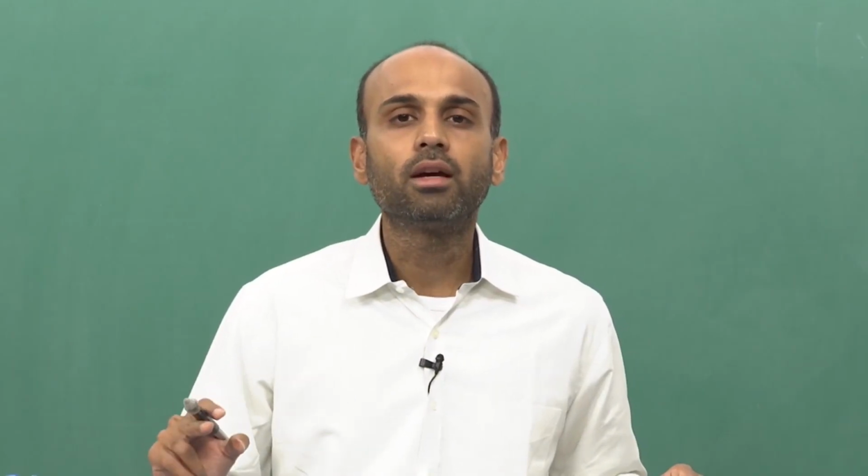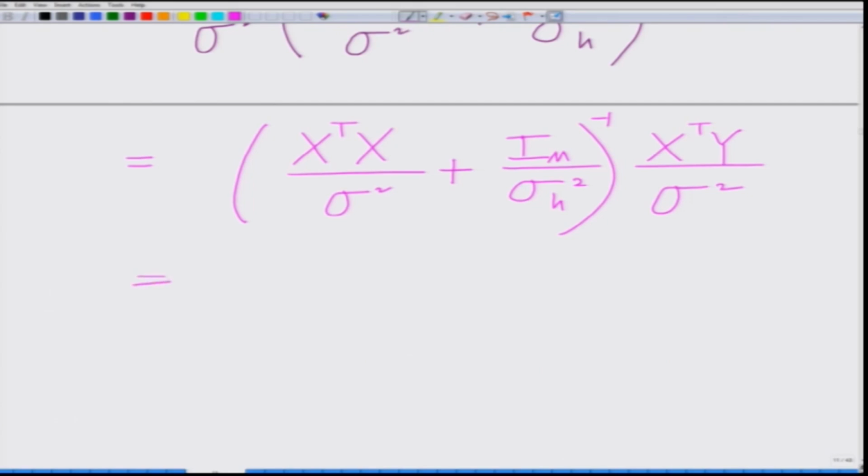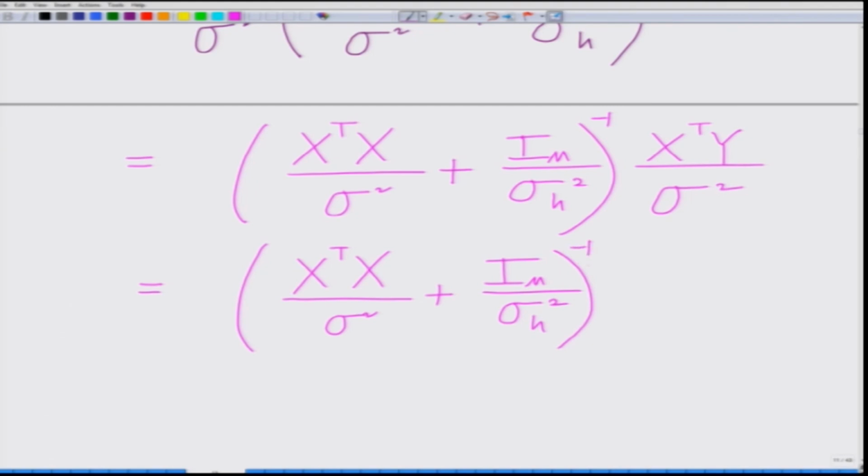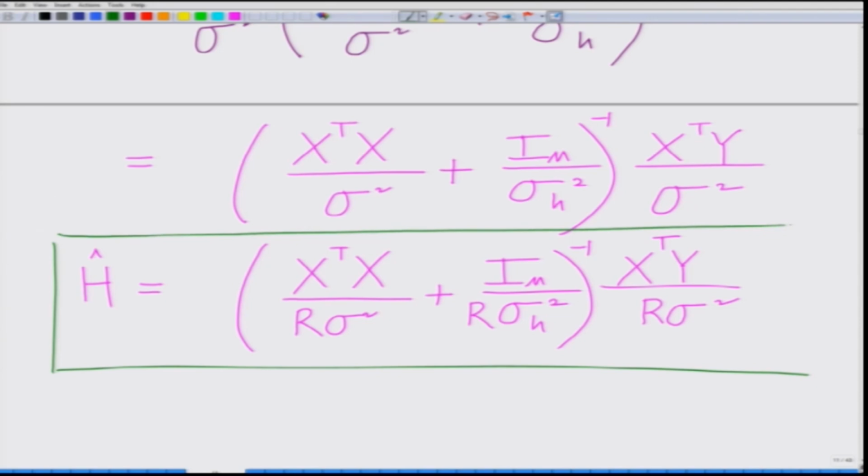Now, what I am going to do is divide and multiply by r, the number of receive antennas. This gives X transpose X divided by sigma square plus I m divided by sigma h square, inverse, into X transpose Y divided by r sigma square, and I take the r in the numerator, because I divide and multiply by r. The multiplied r I take inside the inverse, so it again comes in the denominator, that becomes r in the denominator. So the final expression for the MIMO channel estimate becomes just an equivalent way of writing it.